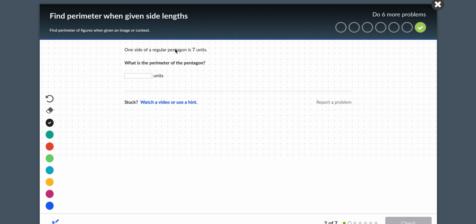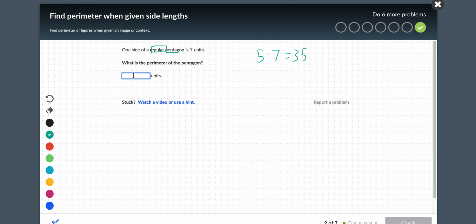All right, one regular pentagon is 7 units. So what is the perimeter of the pentagon? Remember, a pentagon, and it's regular, meaning that all sides are going to be the same length. And since a pentagon has 5 sides, there are going to be 5 sides with 7 units in each side, so the perimeter will be 35 units.